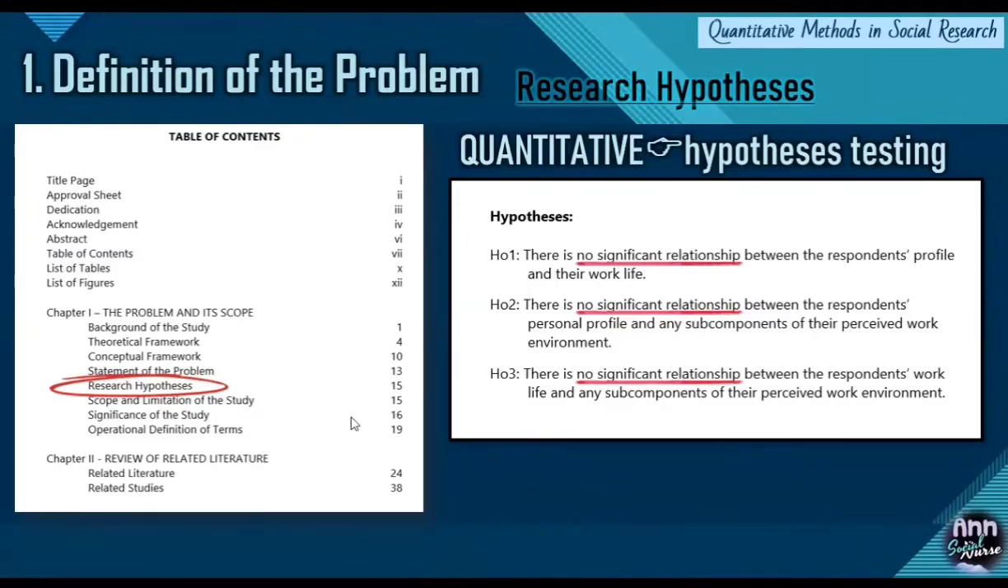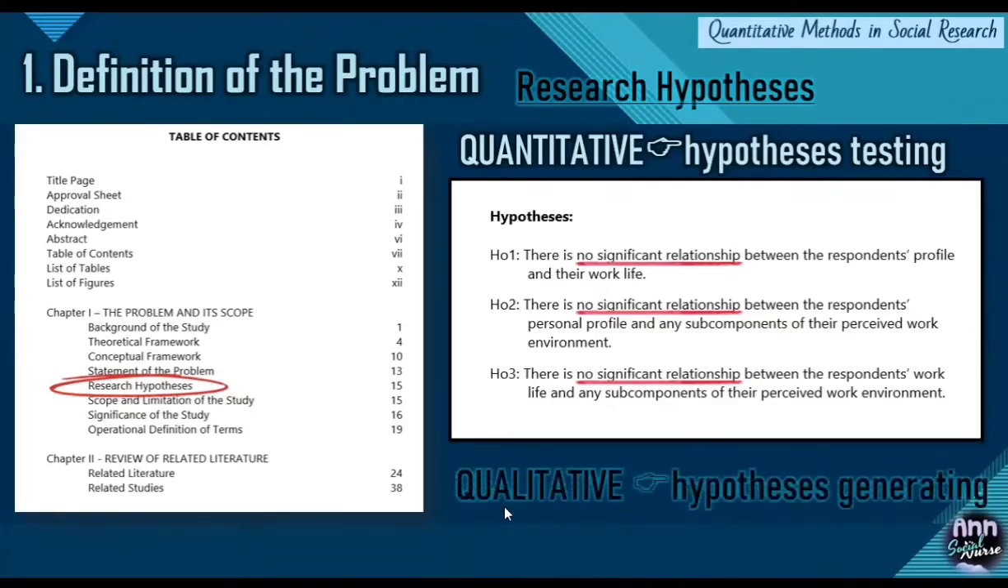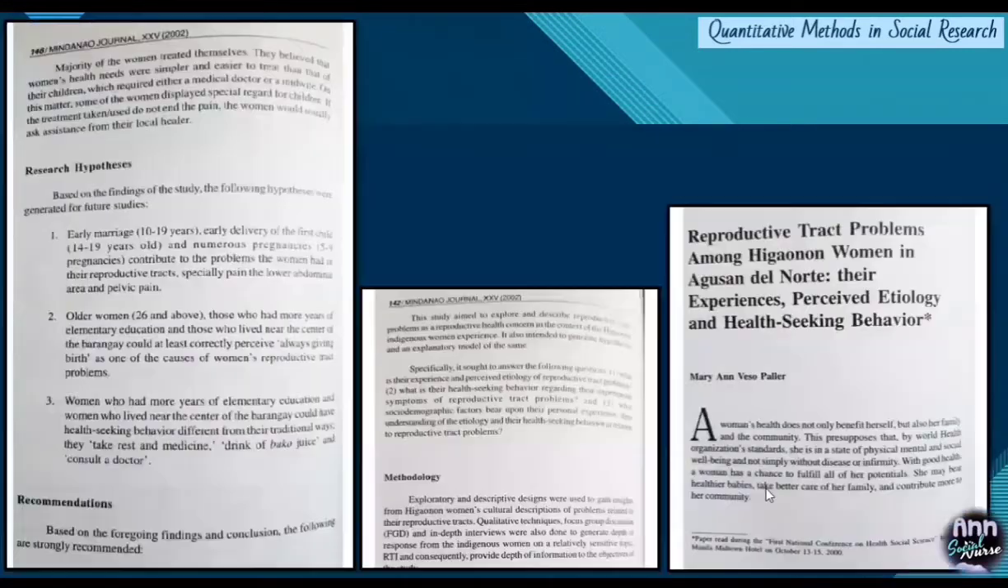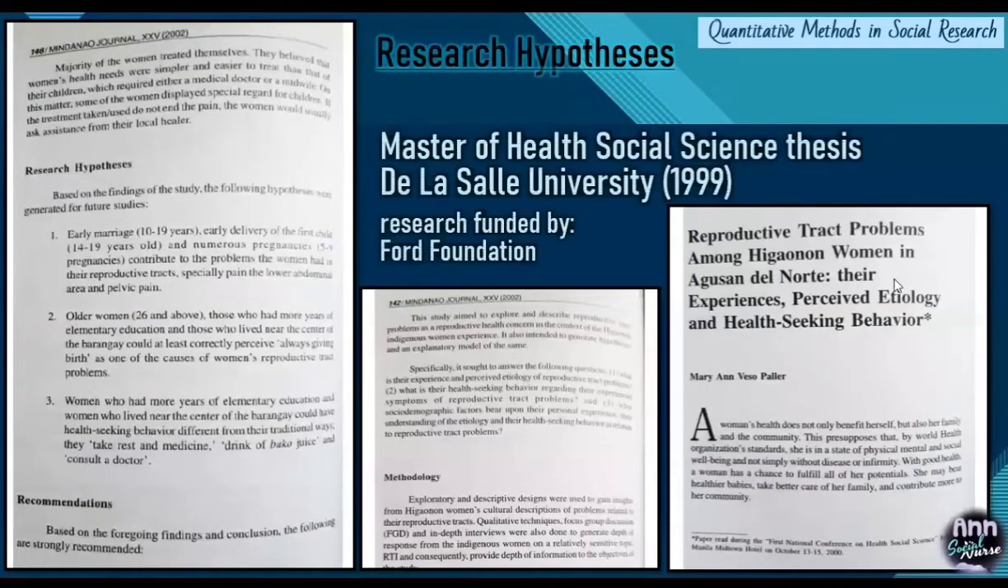Now, this is quantitative research. It is about hypothesis testing, and these are the hypotheses which correspond to the previous statement of the problem. The qualitative study will have hypothesis generating instead of testing. Example, in a study on reproductive tract problems among Higaonon women in Agusan del Norte, funded by Ford Foundation, the research hypothesis here: based on the findings of the study, the following hypotheses were generated for future studies.